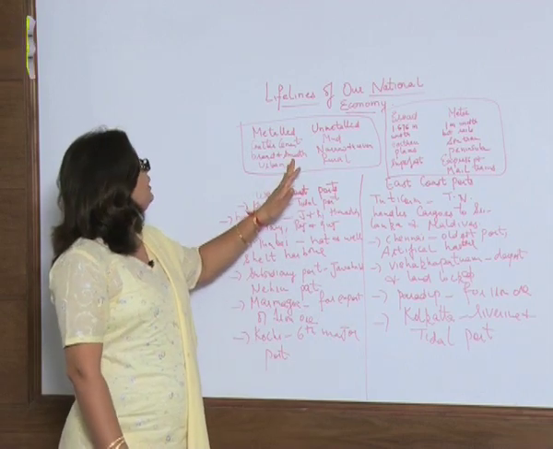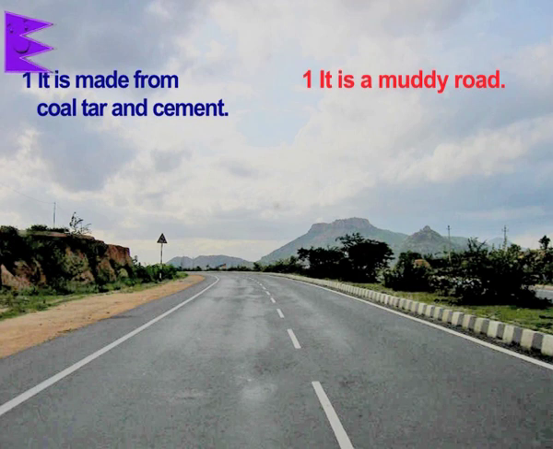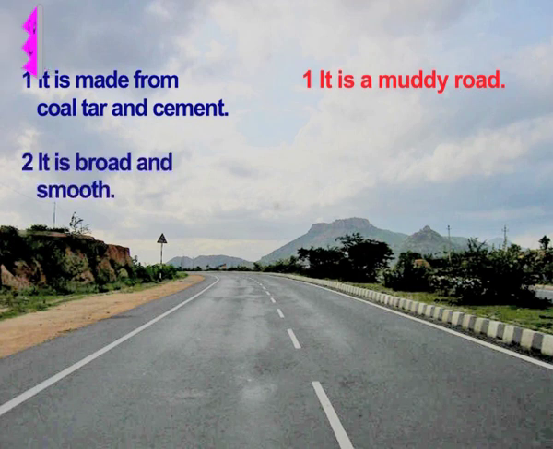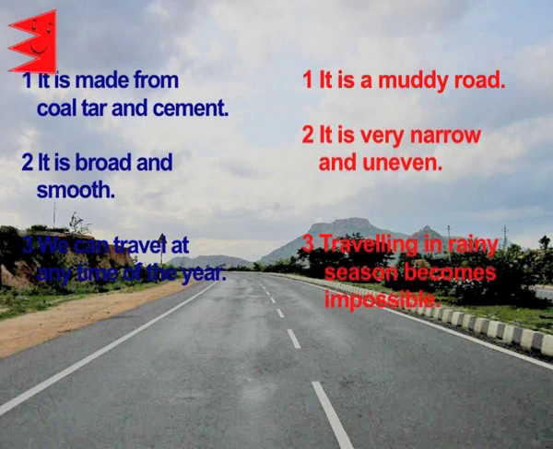A metalled road is in fact made from coal tar and cement, whereas an unmetalled road is a muddy road. A metalled road is broad and smooth, whereas an unmetalled road is very narrow and uneven. We can travel on the metalled road at any time of the year, even during the rainy season, whereas traveling on an unmetalled road during the rainy season becomes almost impossible.